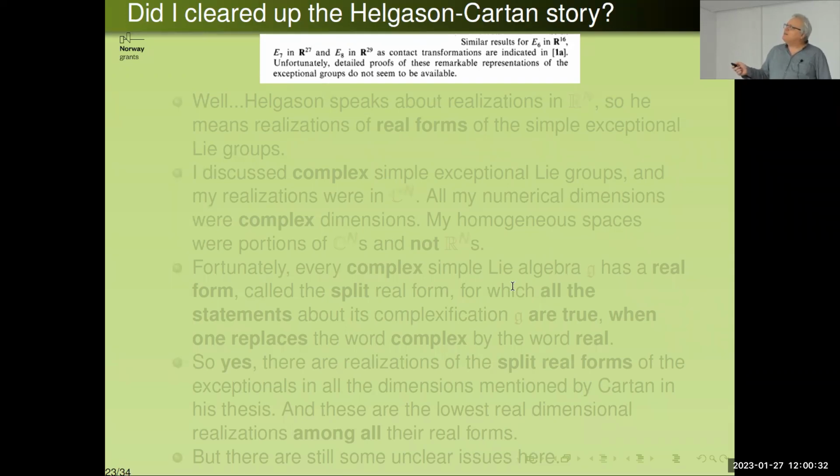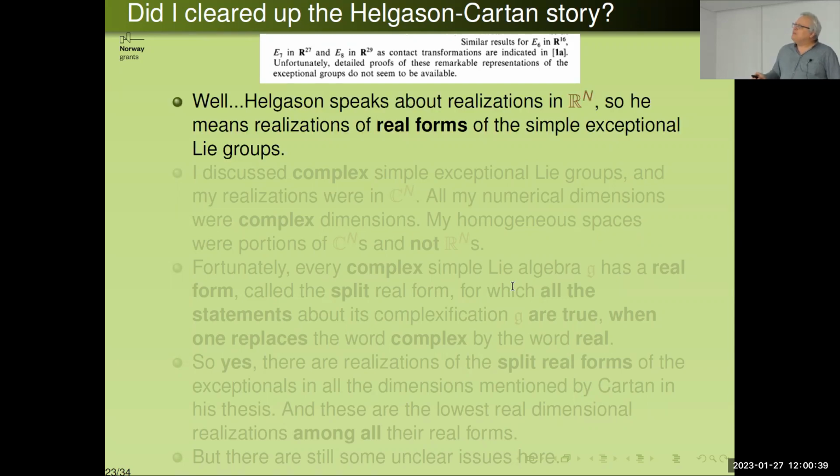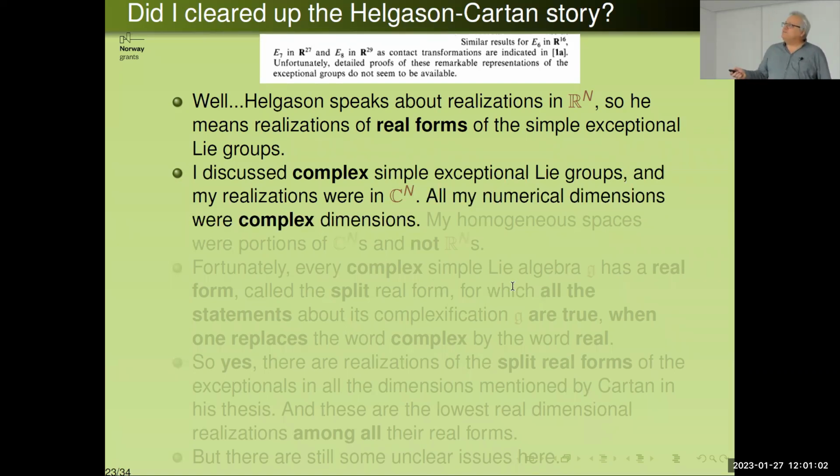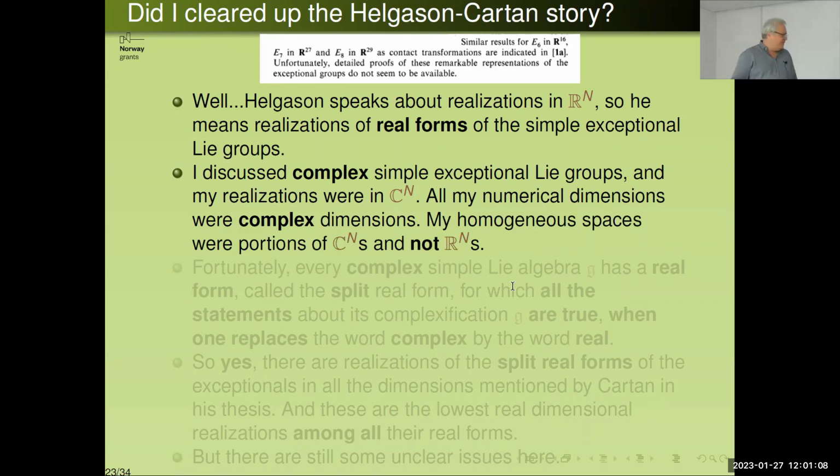As contact transformations are indicated, unfortunately, the type proofs of this remarkable representation of the exceptional groups do not seem to be available. So, well, Helgason speaks about realizations in Rn, so he means realizations of real forms of the simple exceptional Lie groups. I discussed complex simple exceptional Lie groups, and my realizations were in Cn. So actually, what I was showing you was realizations of complex groups in Cn, not in Rn, right? All my numerical dimensions were complex dimensions. My homogeneous spaces were portions of Cn and not of Rn. Okay.